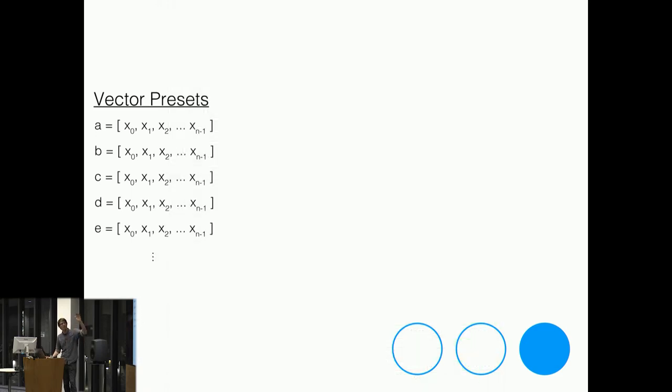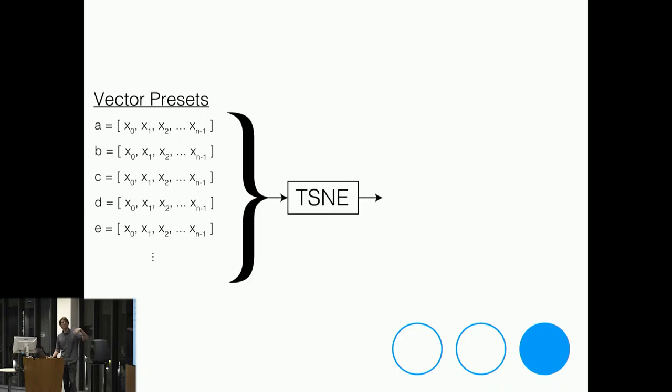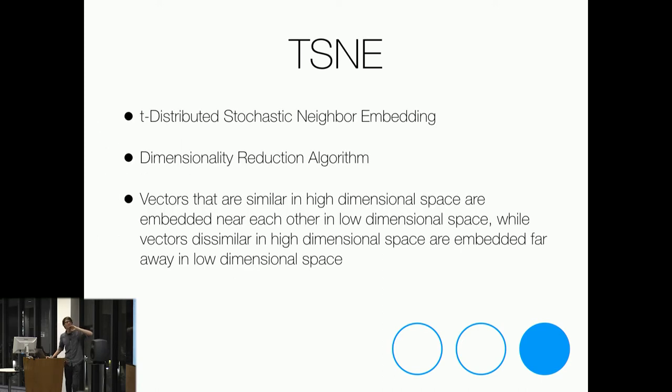I perform on this data set, I perform on the audio descriptor vectors, an algorithm called t-SNE, which is short for t-distributed stochastic neighbor embedding. It's a dimensionality reduction algorithm. And what dimensionality reduction algorithms do is it takes the vectors that are in a high dimensional space, which in this case might be, I think it's 12, but also I've been working with 18, 20, 25. And it'll embed them into a lower dimensional space.